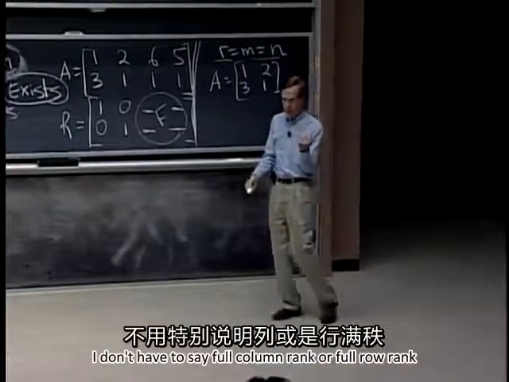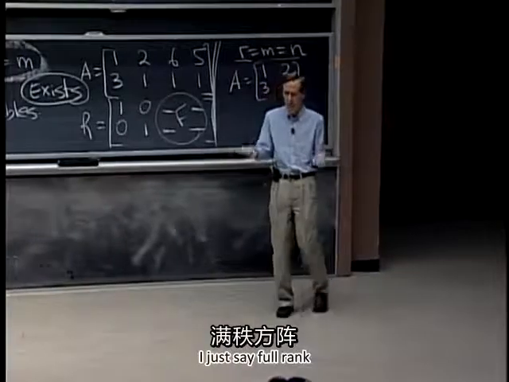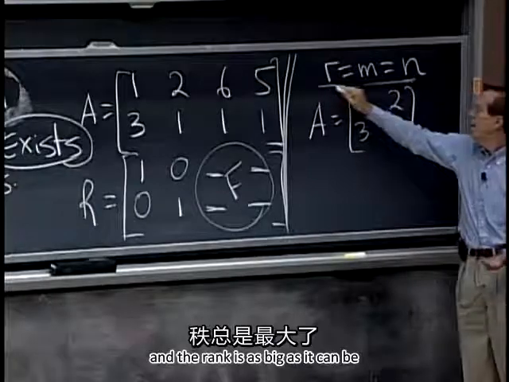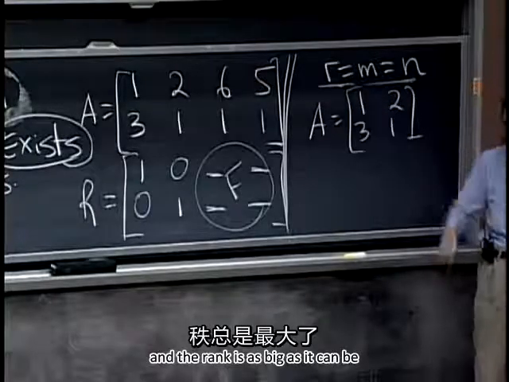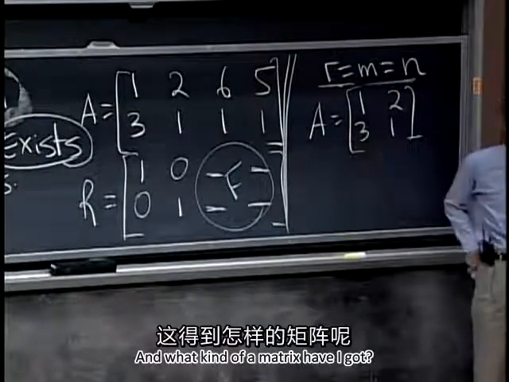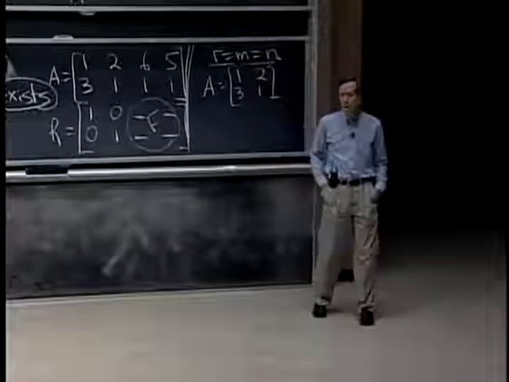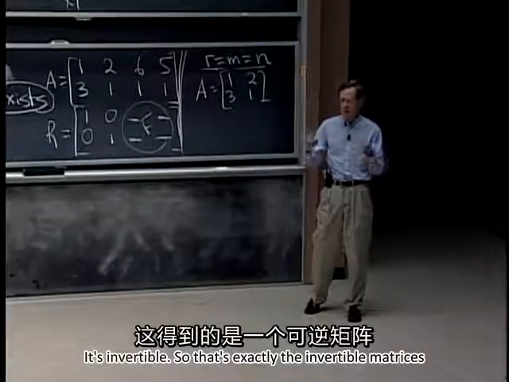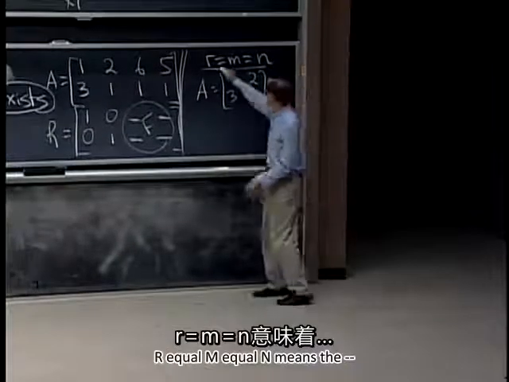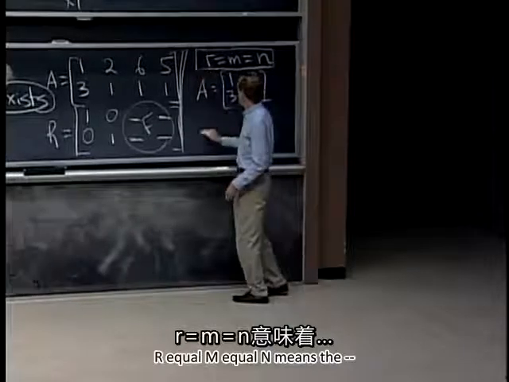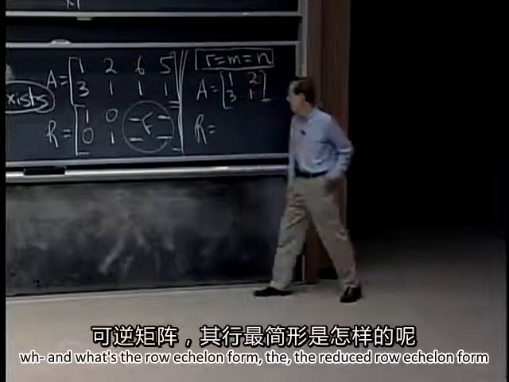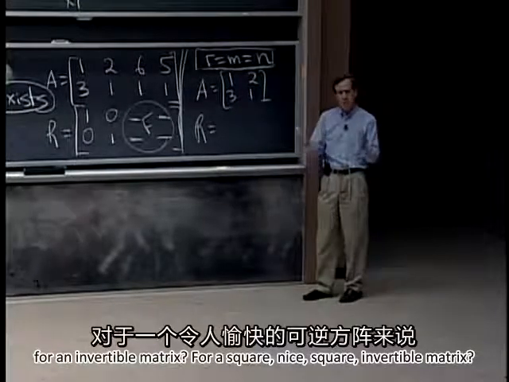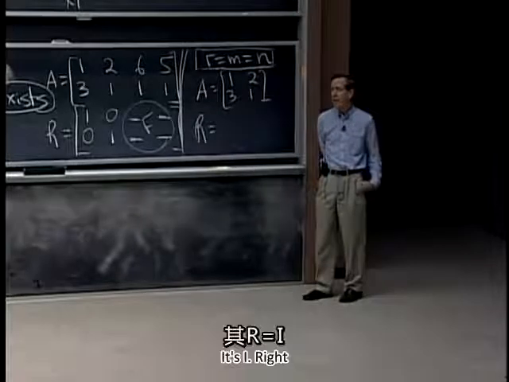And if I know its rank, it's full rank now. I don't have to say full column rank or full row rank. I just say full rank because the column count and the row count are the same, and the rank is as big as it can be. And what kind of a matrix have I got? It's invertible. So that's exactly the invertible matrices. R equal M equal N means, and what's the row echelon form? The reduced row echelon form for a nice square invertible matrix is I.